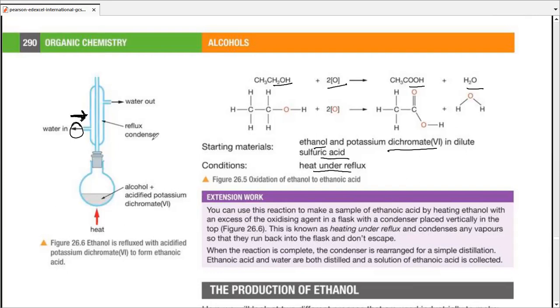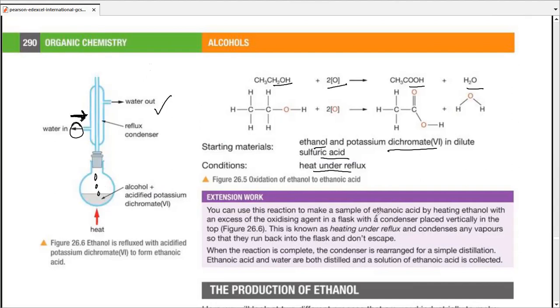So this reflux condenser makes sure that the organic product does not evaporate out of the system and gets back into the system by condensing it down so that it drips back into the system. That's why reflux condensers are used.